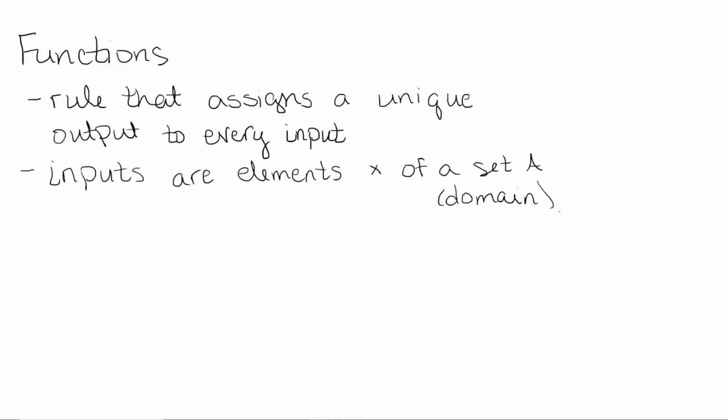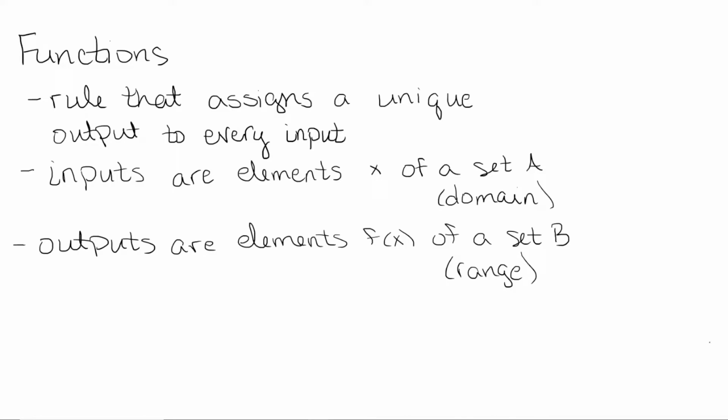The inputs are elements x from some set A, which is known as the domain. So we represent the inputs by something like the letter x. The outputs are elements, typically denoted by f of x for a function f, of a set B. These are known as the range. So the inputs are the domain, the outputs make up the range.